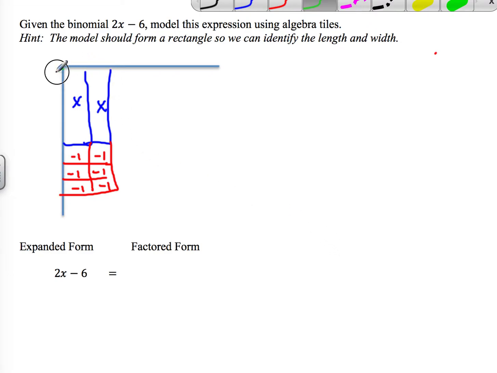So if we look here on this side, this length is denoted with just x. This length here is denoted with negative 3. And this length here is denoted with positive 2 because of the positive here. So factored form would be 2 from the length here times x minus 3. That's one way to do it with algebra tiles.